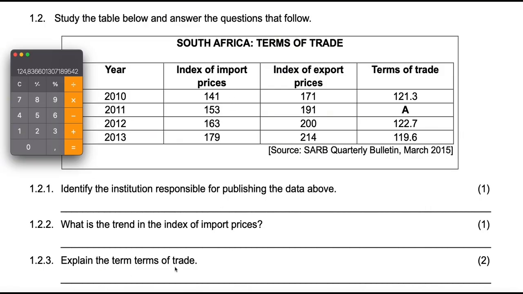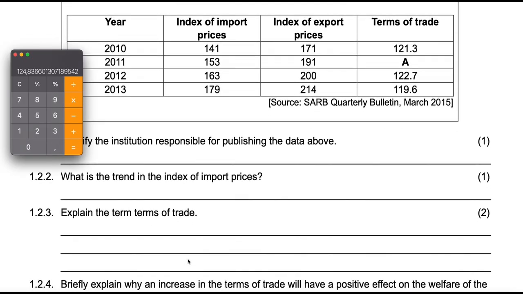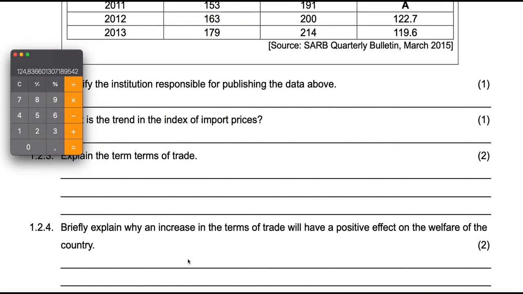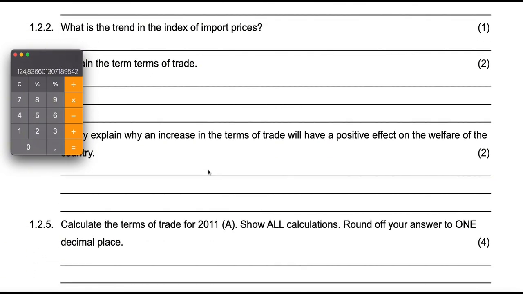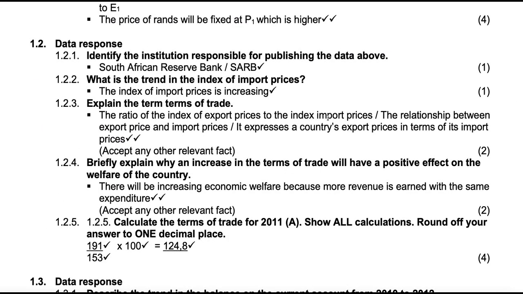Then explain the terms of trade. Well, it's the ratio of import prices to export prices. Then briefly explain why an increase in the terms of trade will have a positive effect on the welfare of the country. Well, I explained this one. Basically, it means that we can get more for the same level of exports. Then calculate the terms of trade. Well, I've done that. So we jump straight to the answers.